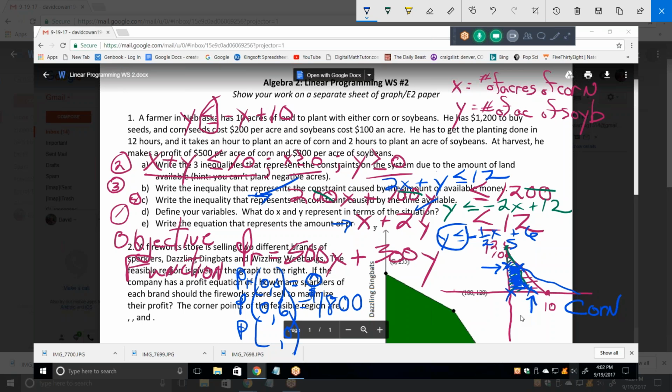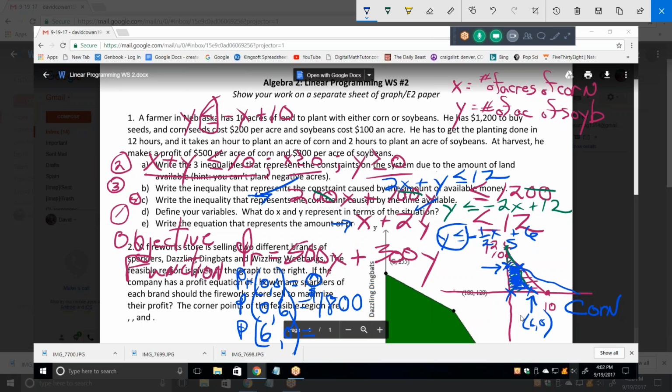So X is less than or equal to 12. No. Make y 0 and solve that inequality. Oh, I mean 6. Okay. So that point is 6 comma 0. So that's the point I want. I want the profit I'm going to make when I do 6 acres of corn and 0 acres of soybeans.